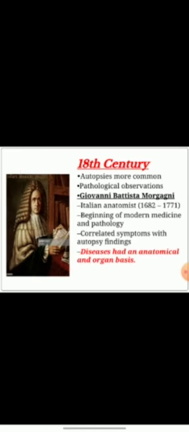In the 18th century, autopsies were very common, and due to autopsy, they were able to see pathological processes in the organs. Giovanni Battista Morgagni, an Italian anatomist, started modern medicine and pathology, and he was able to correlate patient symptoms with changes in the organs with the help of his autopsy findings. So he said that disease had an anatomical and organ basis. So surgical pathology was first studied in the 18th century by this Italian anatomist.